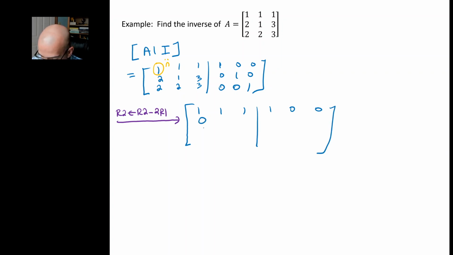2 minus 2 times 1, 0. 1 minus 2 times 1, negative 1. 3 minus 2 times 1, 1. Then, right-hand side, 0 minus 2 times 1, negative 2. 1 minus 2 times 0, 0 minus 2 times 0.